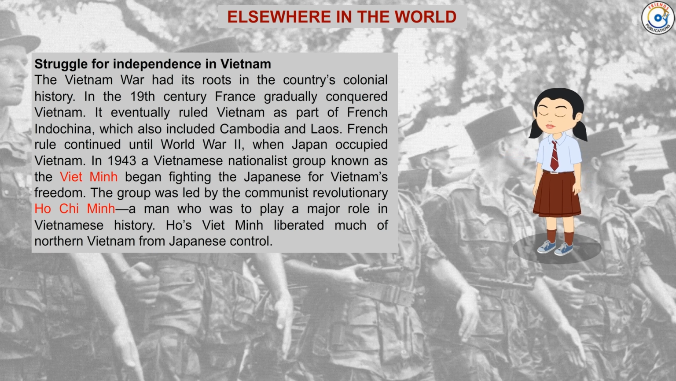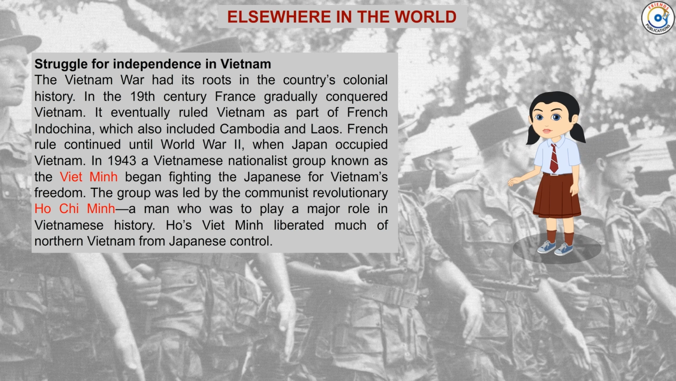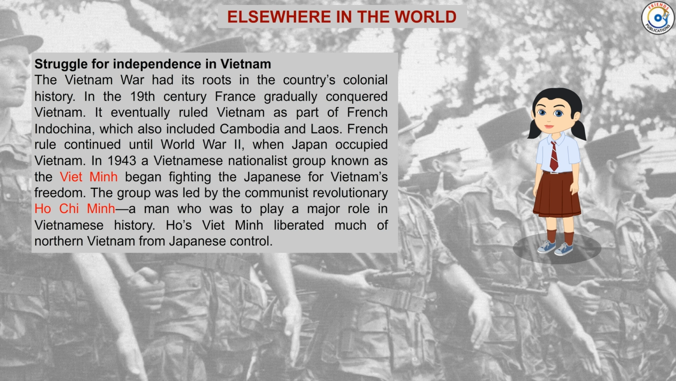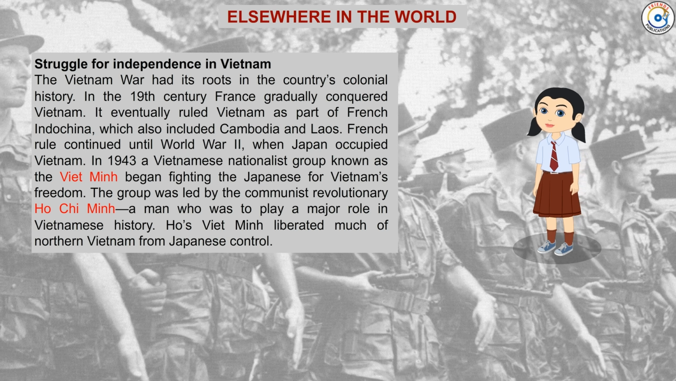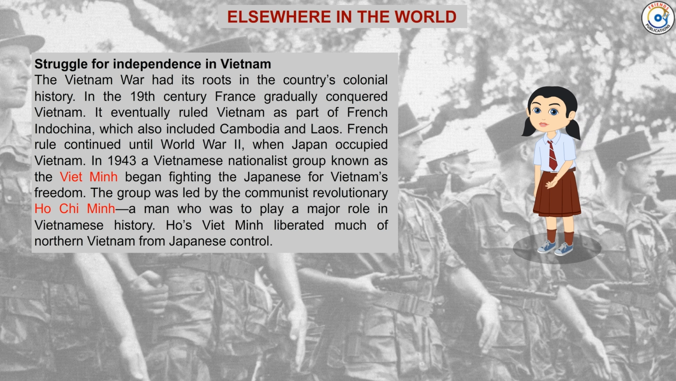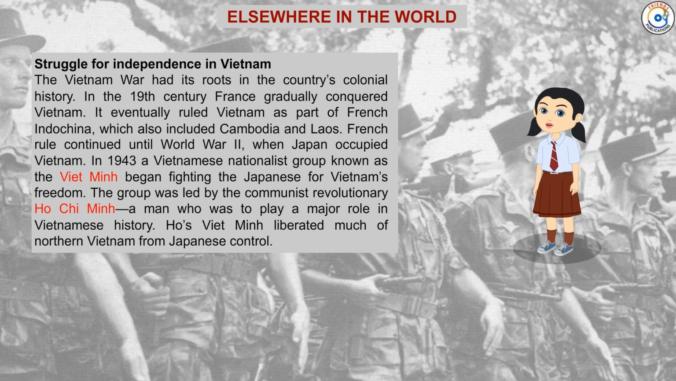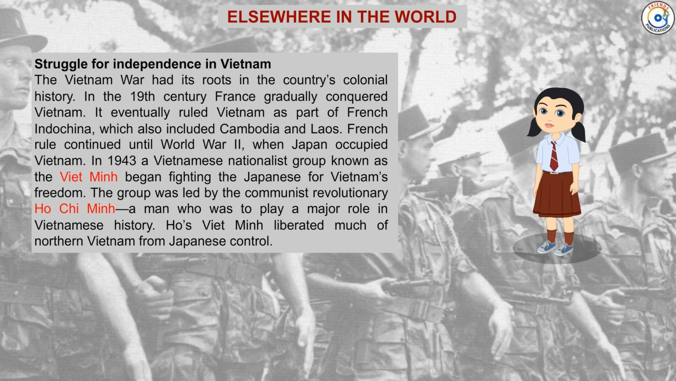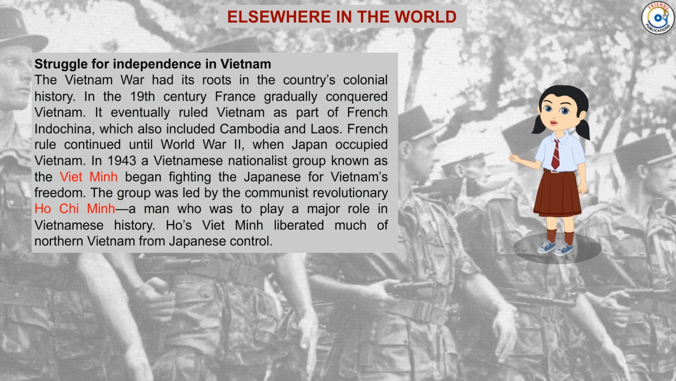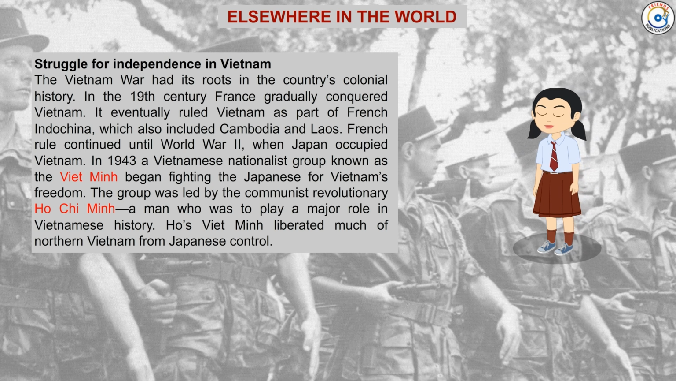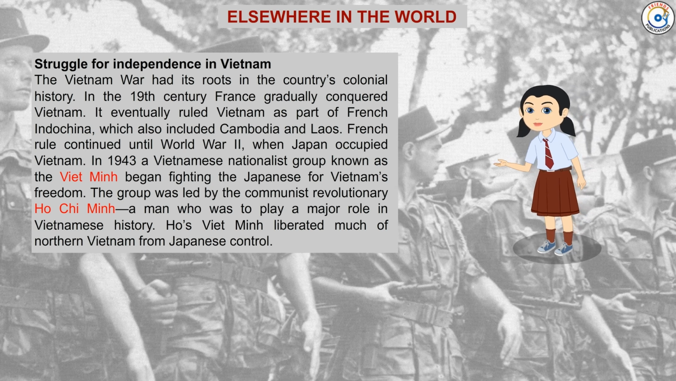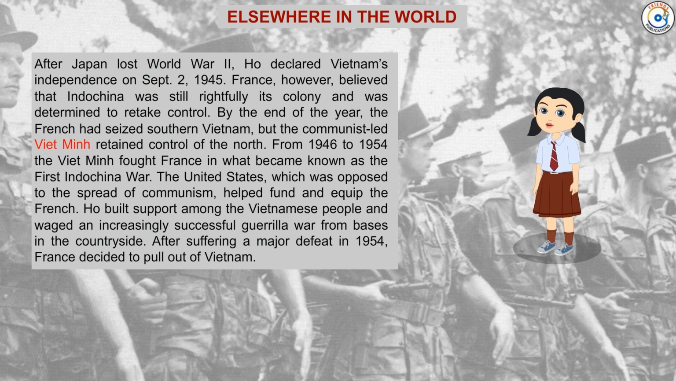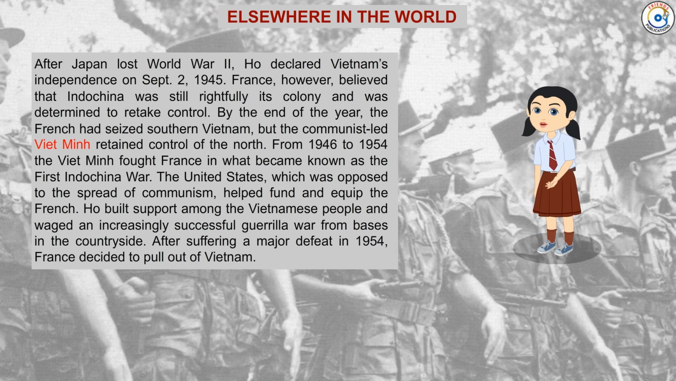French rule continued until World War II, when Japan occupied Vietnam. In 1943, a Vietnamese nationalist group known as the Viet Minh began fighting the Japanese for Vietnam's freedom. The group was led by the communist revolutionary Ho Chi Minh, a man who was to play a major role in Vietnamese history. Ho's Viet Minh liberated much of northern Vietnam from Japanese control. After Japan lost World War II, Ho declared Vietnam's independence on September 2, 1945.